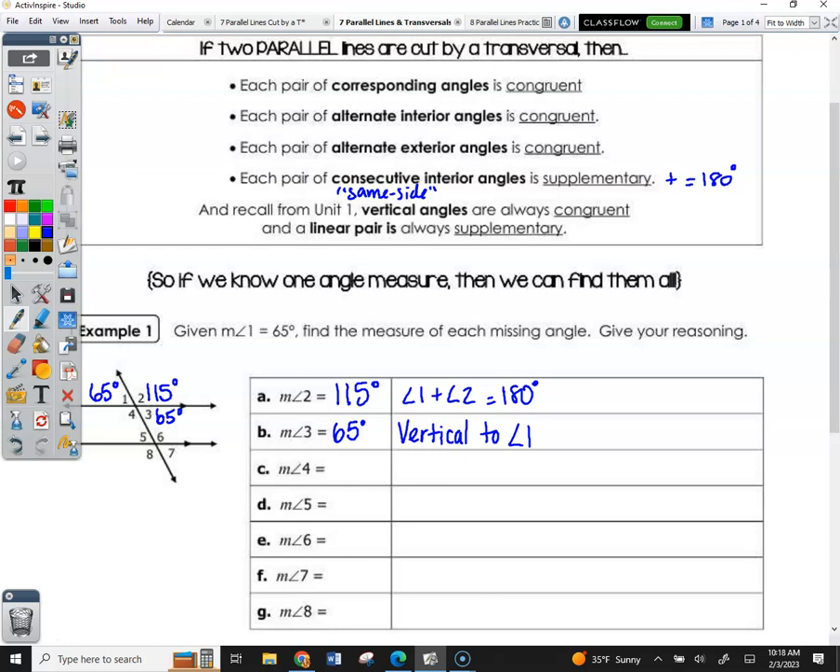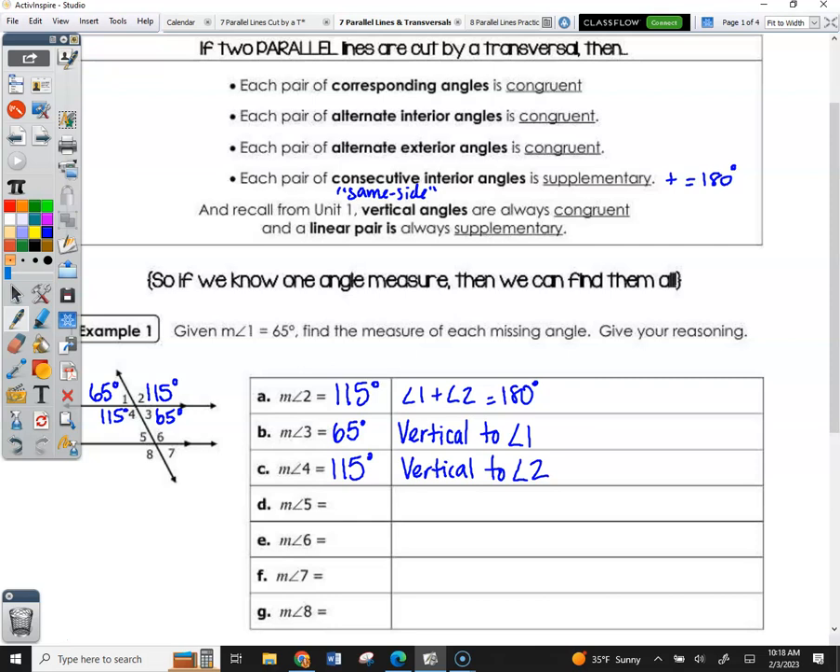Now, angle 2 is vertical to angle 4, which means angle 4 has to measure 115 as well. So I'm going to make a note, vertical to angle 2. Now, somehow we got to get to the other 4 angles. This is where the new vocab words come into play. I'm going to show you corresponding first.